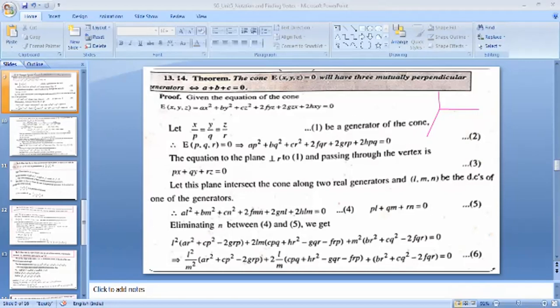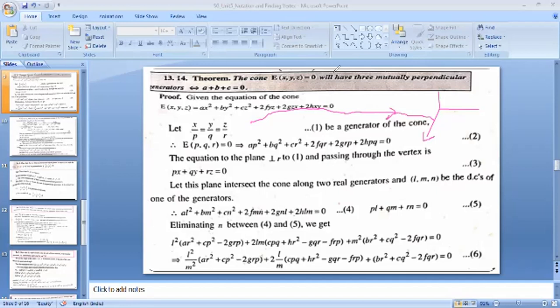Okay. Now I'm considering the generator like this. Let us say this is the generator. So what is its equation? x by P, y by Q, z by R. So this is the cone generator.